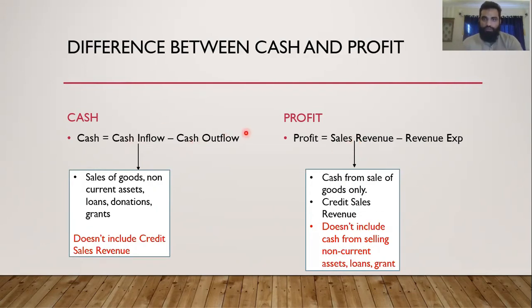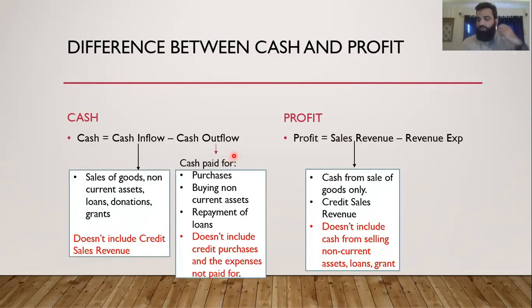Now let's talk about cash outflow and revenue expenses and how they are different. When we talk about cash outflow, recall what you learned in chapter 22, cash flows. You defined that cash outflow is the cash that we pay for anything like purchases, buying non-current assets, for example, buses, furniture, machines. When we repay loans, we pay cash. That's also cash outflow. But it will not include any purchases that we have made but haven't paid for. In short, unpaid purchases or unpaid expenses. But let's see how it is different from revenue expenses.